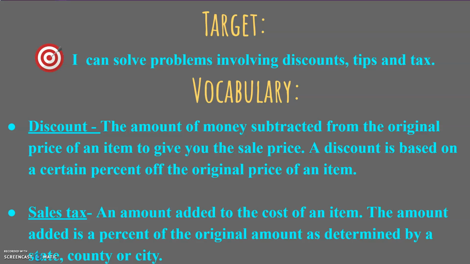Sales tax is the amount added to the cost of an item. The amount added is the percent of the original amount as determined by a state, county, or city. Oregon does not have a sales tax. Oregon has income tax, which is different. But if you go to Washington or California, you'll find yourself paying more for an item than you thought because of sales tax.